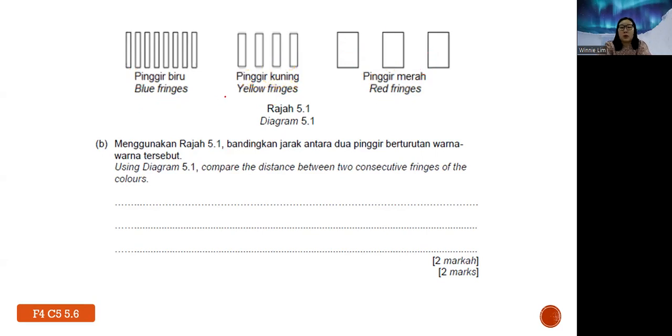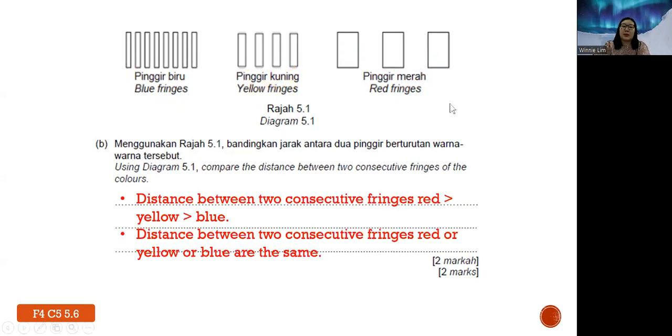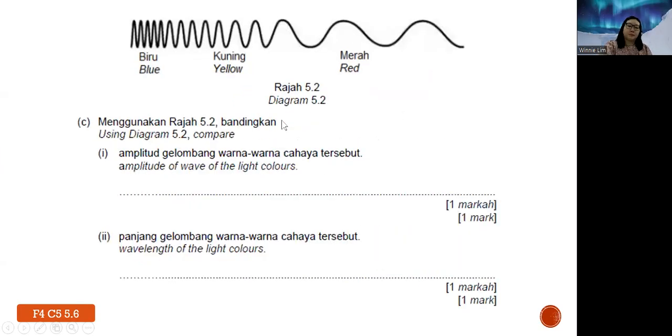So the first point, remember you compare among three colors. You say the distance between two consecutive fringes for red is more than yellow, followed by blue. And then the second point, the distance between two consecutive fringes is constant. You do not need to mention red, yellow, or blue also can. It is understood to be among the same color.